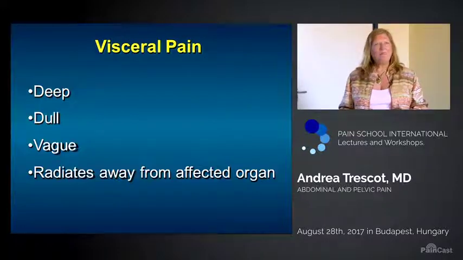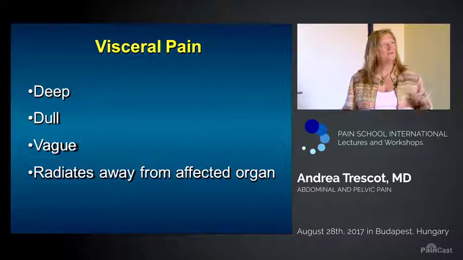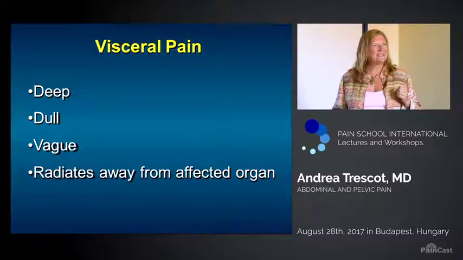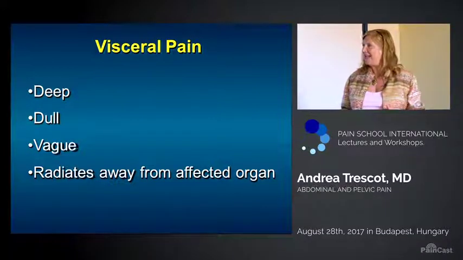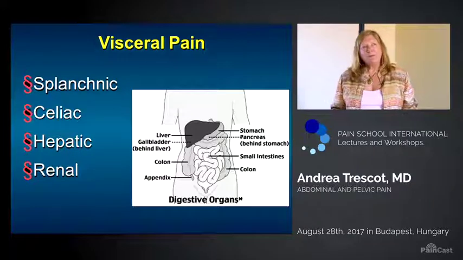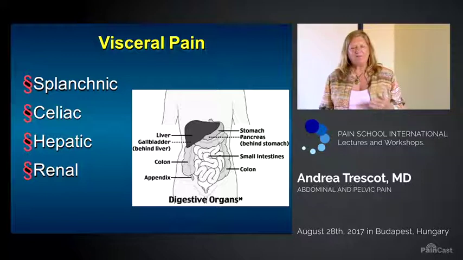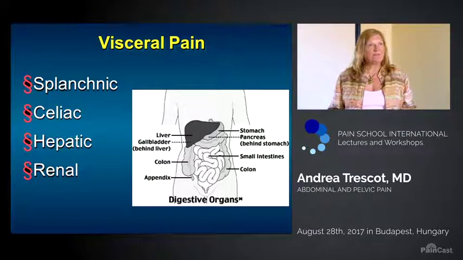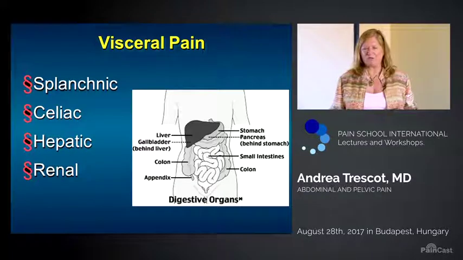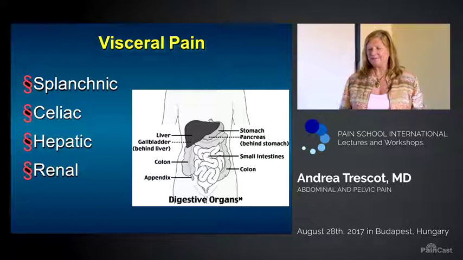But when we think about visceral pain, we're going to try and focus on that a bit. Visceral pain is usually described as a deep, dull pain. It's vague, and it radiates away from the organ. For abdominal pain and pelvic pain, there are actually about 4 areas that we have the potential for causing pain, but really only 2 of them in this abdominal region that we pay attention to, the splanchnic and the celiac.